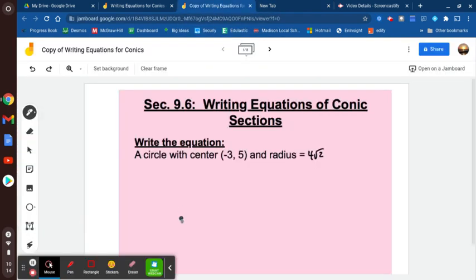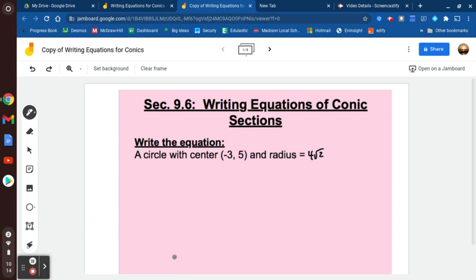Okay, so we're going to write the equation of a circle first. This is going to be the easiest, or should be. So the general form for an equation of a circle, you've got your pink sheet as reference there.